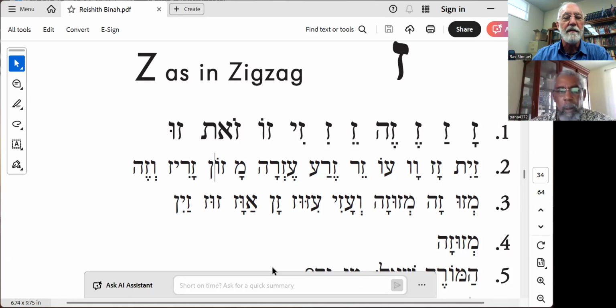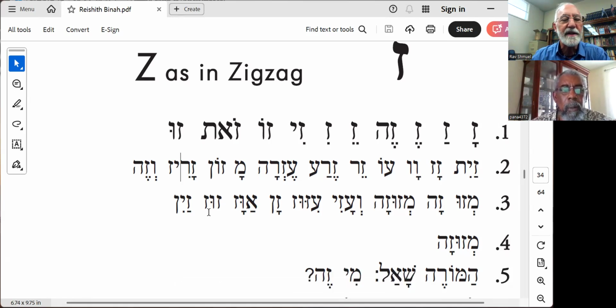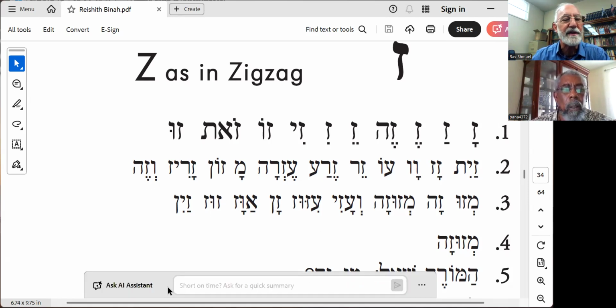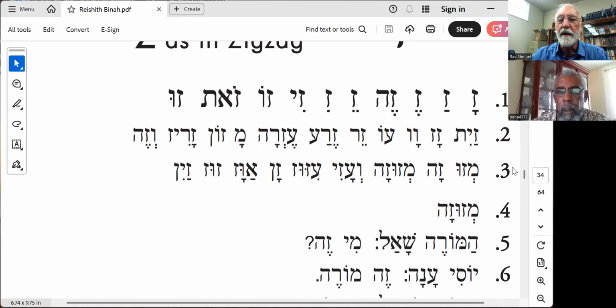Mazon. What do we do after eating? We chant the Birkat HaMazon, the blessing of having eaten, of food. Zariz, not sure what that is. Vizeh, and this. Here's a good word. Mezuzah. Mezuzah. Va'azi. Azi, and my help. Ozi v'zimrat Yah, right? Like we say in Hallel.